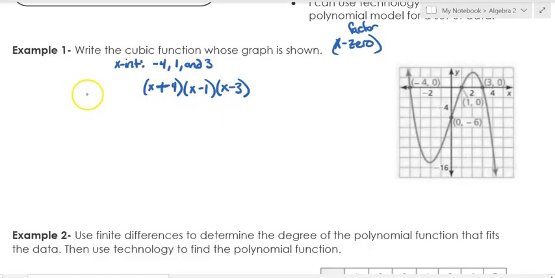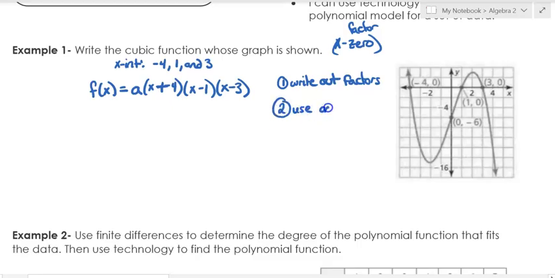All right, so this is my equation, and I have f of x equals, and then I don't know the a value. The a value is that stretch or shrink and reflection that controls the shape. So step 1 is write out my factors. Step 2 is use a second point to plug in for x and for f of x.